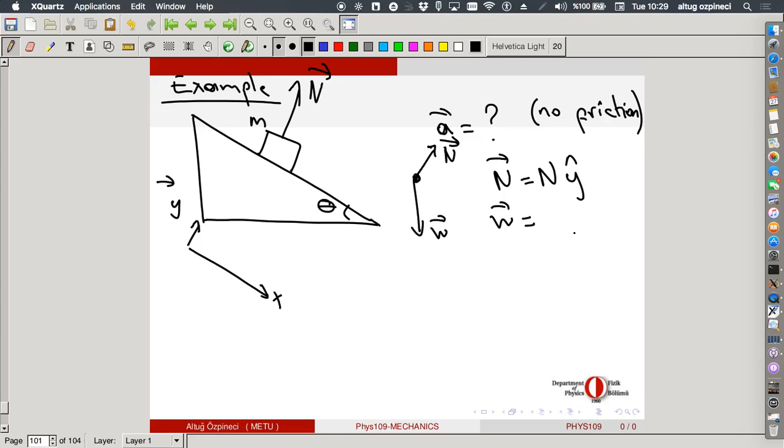Weight is defined as the gravitational force acting on you. The perpendicular component we call the normal force, the parallel component we call friction. To be more precise, the weight is the magnitude of the gravitational force.